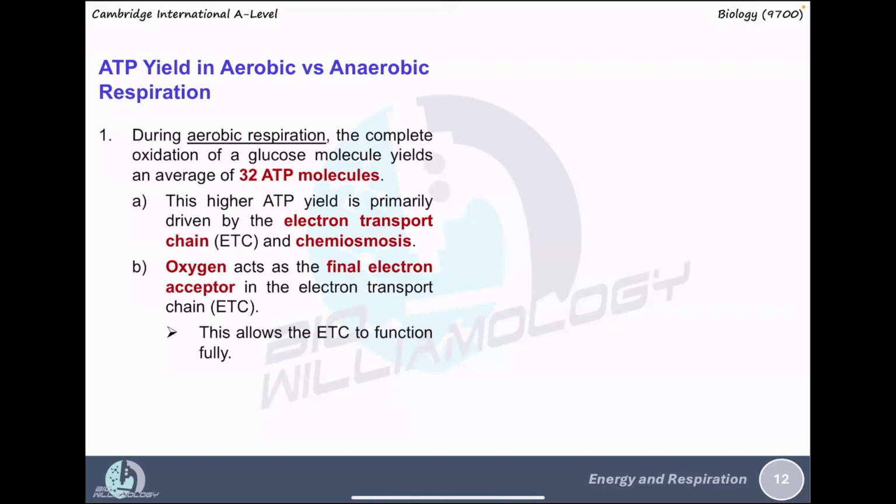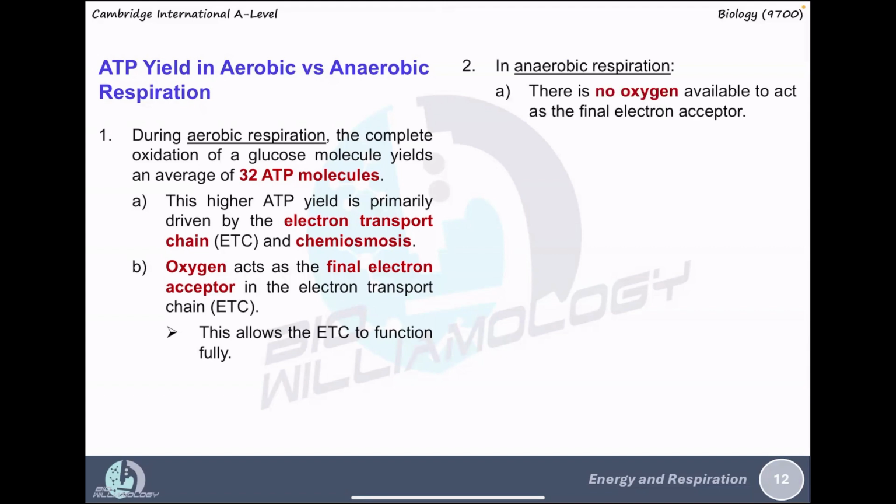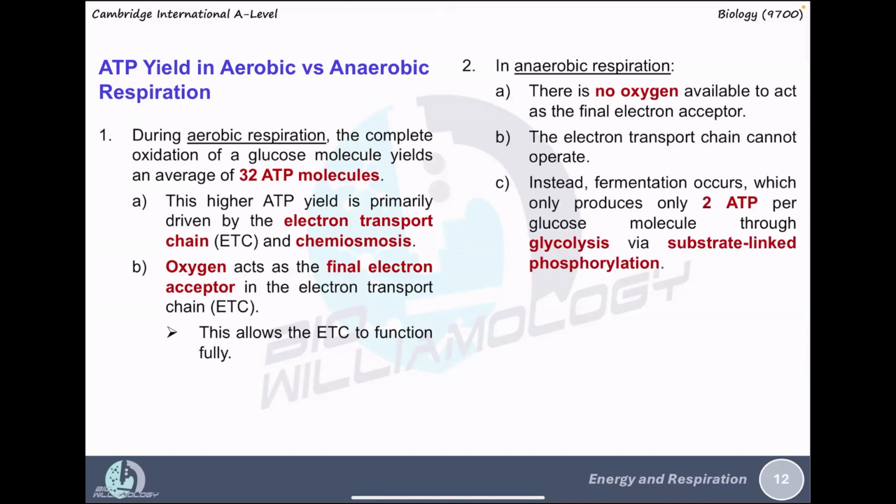Because oxygen acts as the final electron acceptor in the electron transport chain, this allows the ETC to function fully. However, in anaerobic respiration, there's no oxygen available to act as the final electron acceptor. Because of this, the electron transport chain cannot operate. So instead, fermentation occurs. However, fermentation only involves glycolysis, which allows us a net gain of 2 ATP per glucose molecule through substrate-linked phosphorylation.